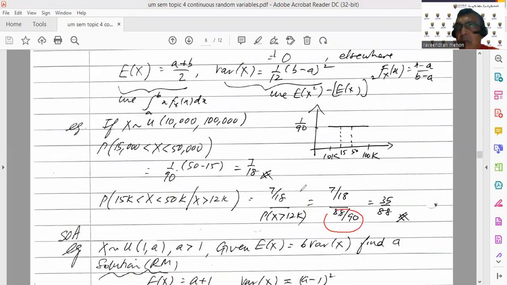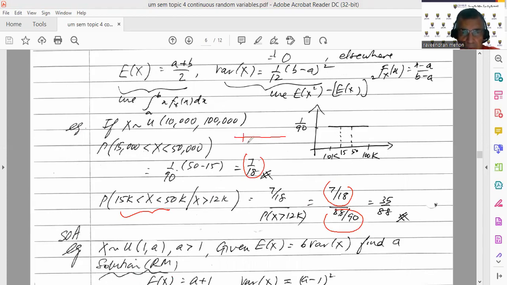Okay, 1 over 90 times 88. This one here is intersections. So bigger than 15, less than 50. Okay, X between 15 and 50, given X is bigger than 12, is just the same as this one here, which we worked out as 7 over 18. And that's intersections, right? You can draw a picture here.